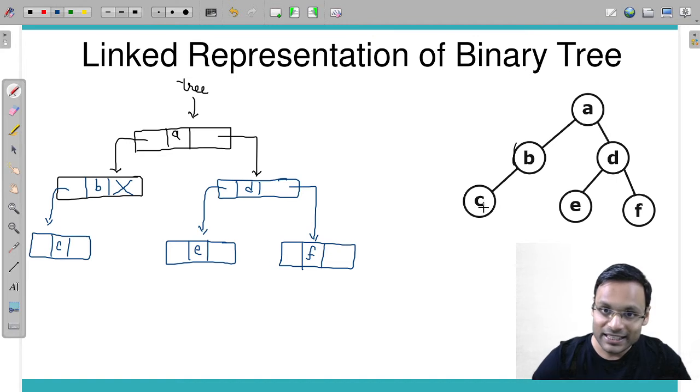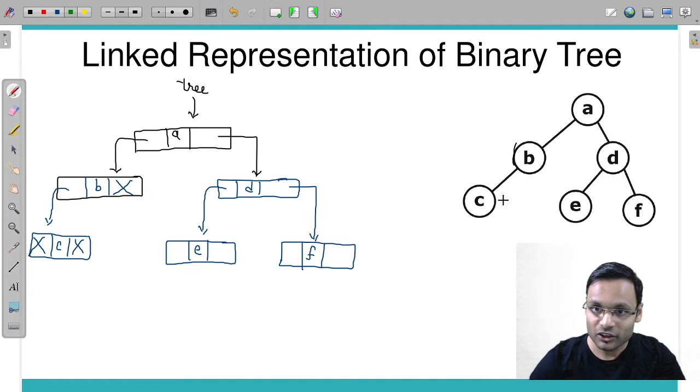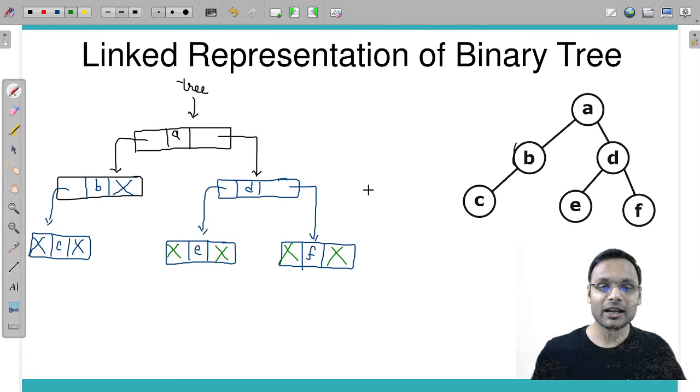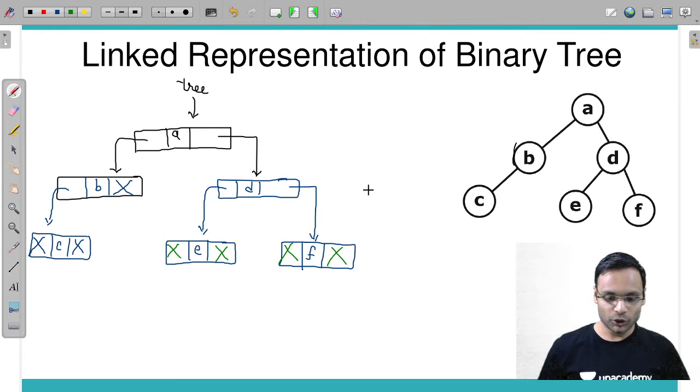Now, does C have any child? No. So left is null, and right child is also null. Similarly, does E have a left and right child? No, both are null. F has no child either, so left and right are both null. This way, you can represent a binary tree in linked representation.